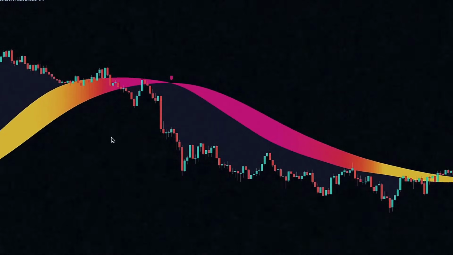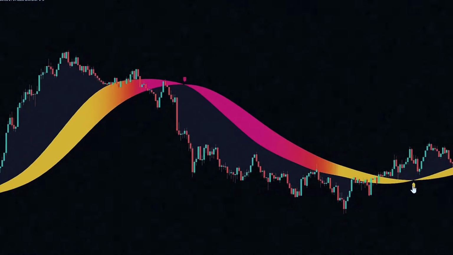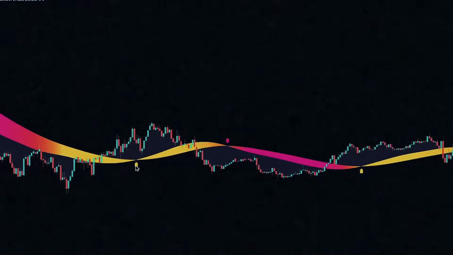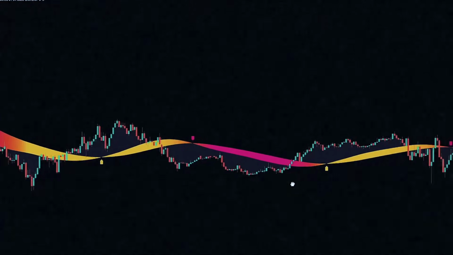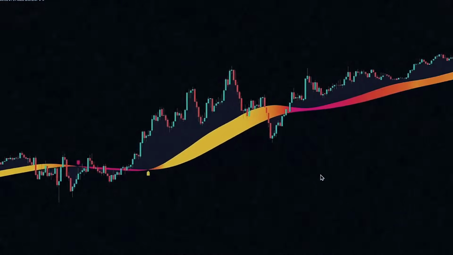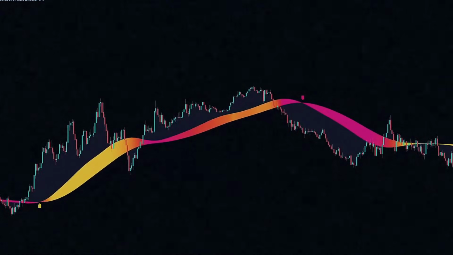While you can still use the up and down arrows for entries or exits, keep in mind that they'll appear less frequently because the indicator is filtering out more noise at these higher settings.